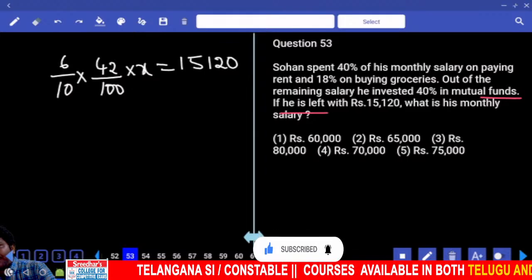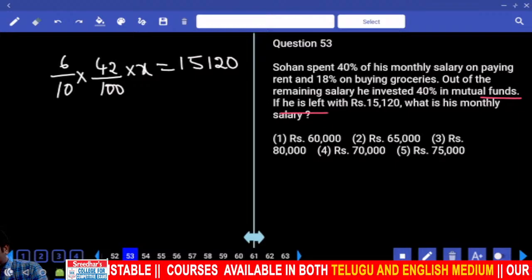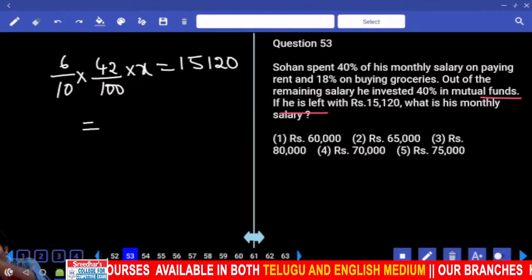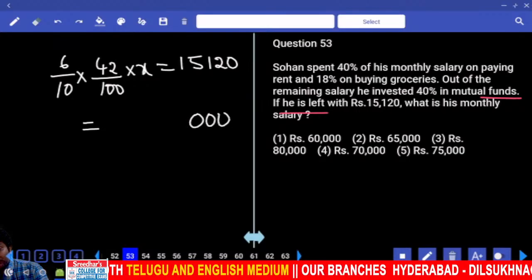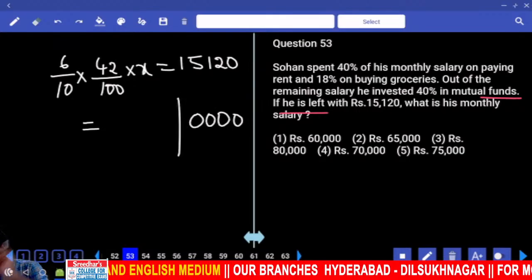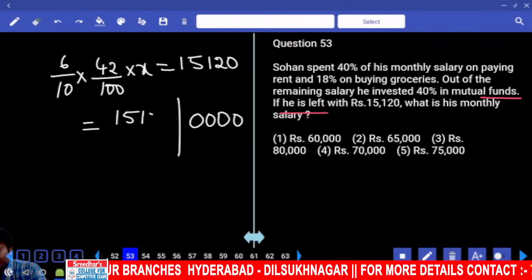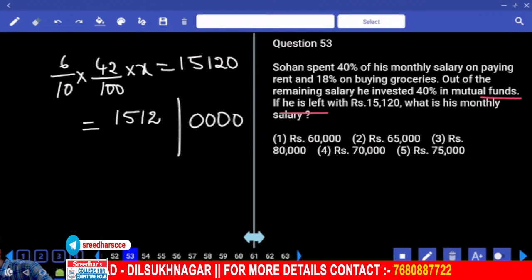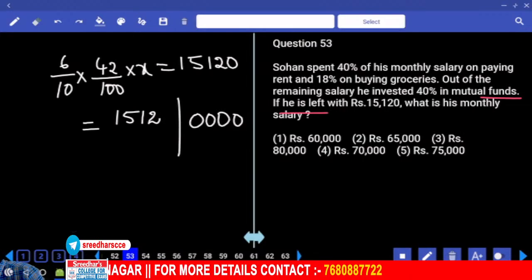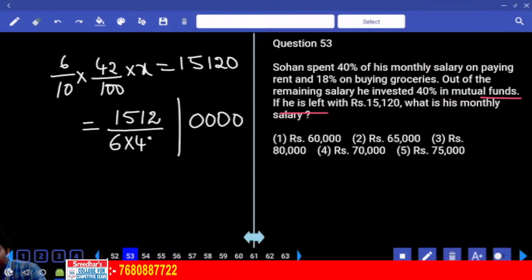15,120. Left hand side denominator, how many zeros are there? Goes to right hand side. Right hand side already 1 zero is there. So how many zeros are there? 1, 2, 3, 4. Okay. Forget about these 4 zeros. Right hand side, what is our numerator? Right hand side numerator 1 5 1 2. Zeros already considered. Left hand side numerator goes to right hand side denominator, 6 into 42.